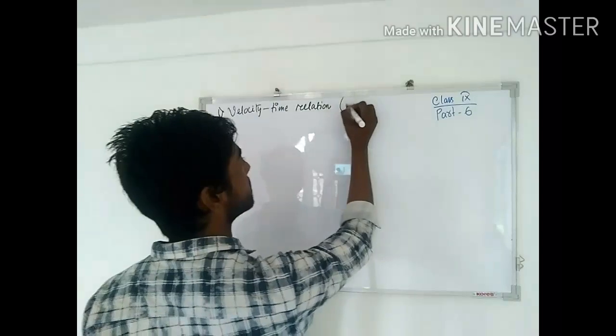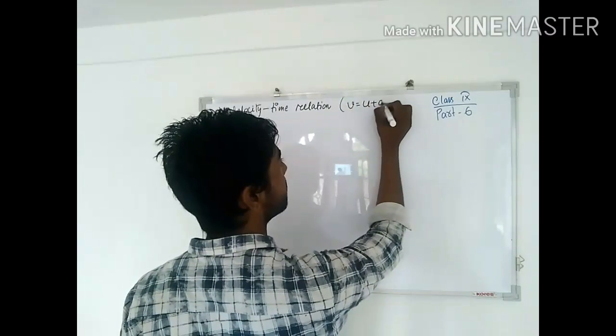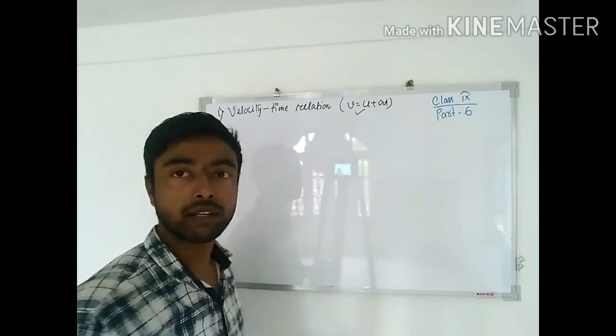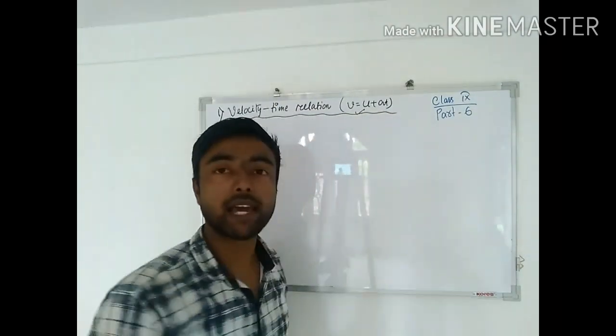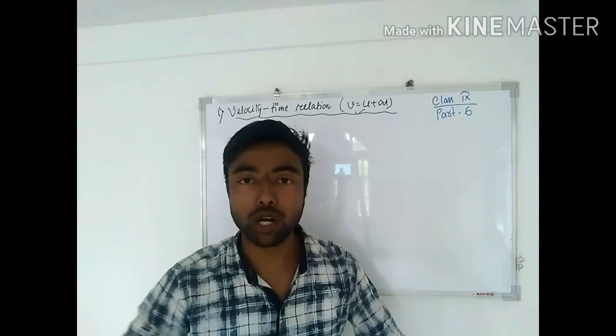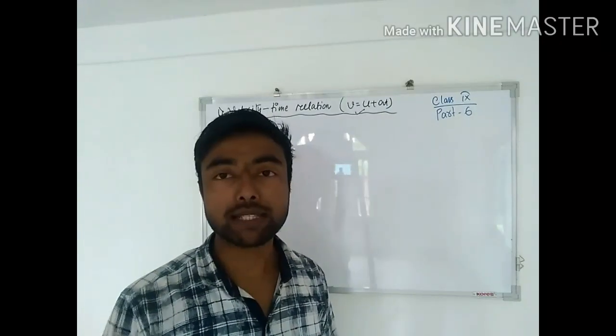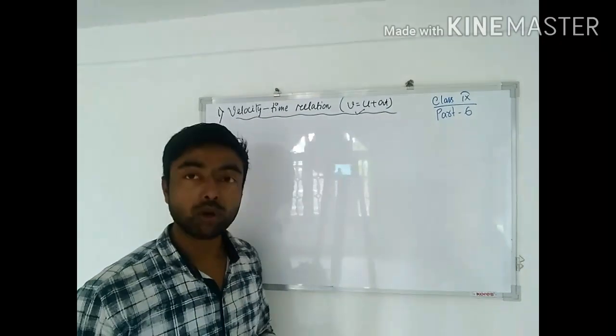Velocity time relation. What is it? V is equal to u plus at. We are going to derive this equation. Now you see, as I have told you, the motion is linear as well as uniformly accelerated. That's why we need to draw one graph.